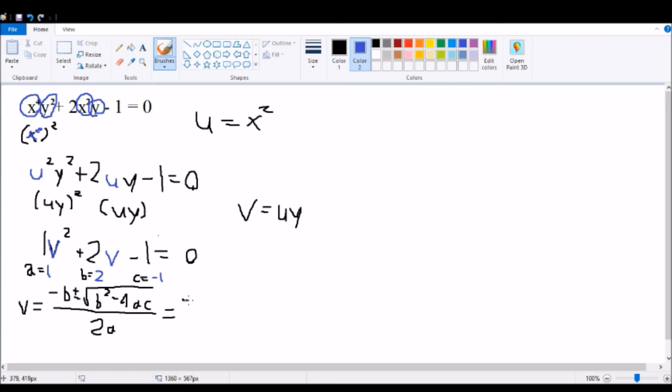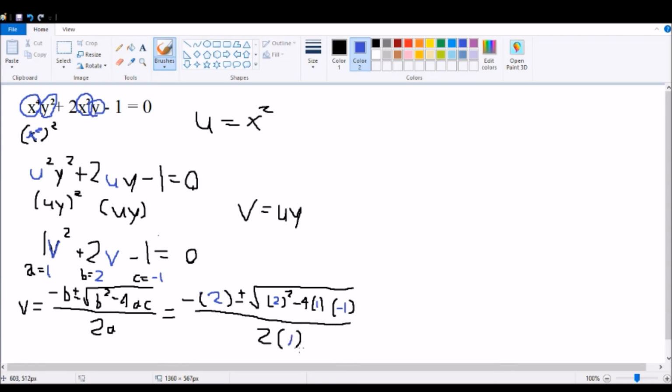So we're going to get negative b, which is going to be 2, plus or minus the square root of b, which is again 2, squared, minus 4a, which is 1, times c, which is -1. Let's extend the square root here. And that's going to be all over 2 times 1, because 1 is the a value. And now let's try to simplify this.